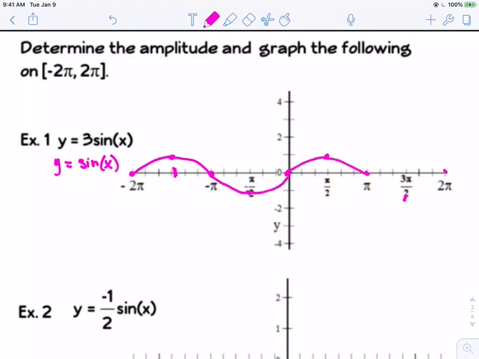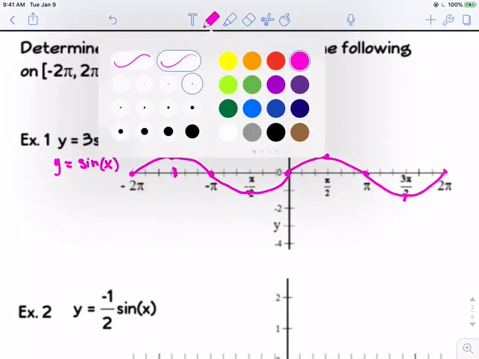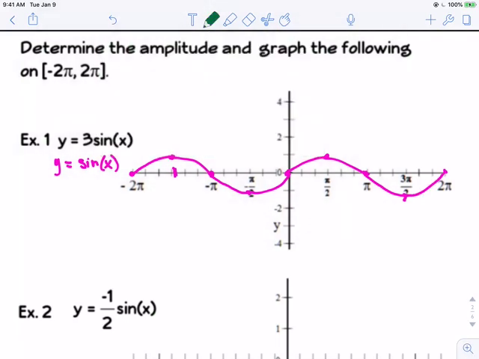I plotted points because points are a lot easier to transform than functions, and then I can give myself a nice sketch. Now I'm going to do 3 sine of x in green. If y is equal to sine of x, what did I do to all my y's? Multiply them by 3. So what's going to happen with all those reference points? Multiplied by 3. So that's what's beneficial when you plot these points.